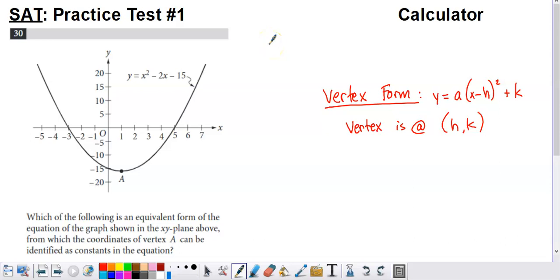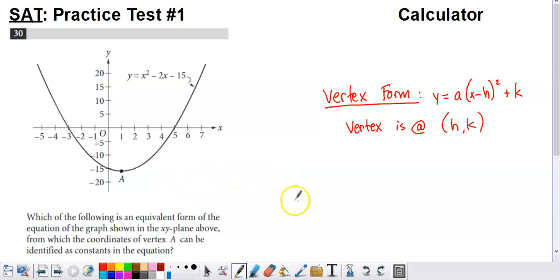So here's a practice SAT problem where they present us with the graph of a parabola. They give us the equation of the parabola. And if you read the question, which of the following is an equivalent form of the equation of this parabola from which the coordinates of vertex A can be identified as constants within the equation?